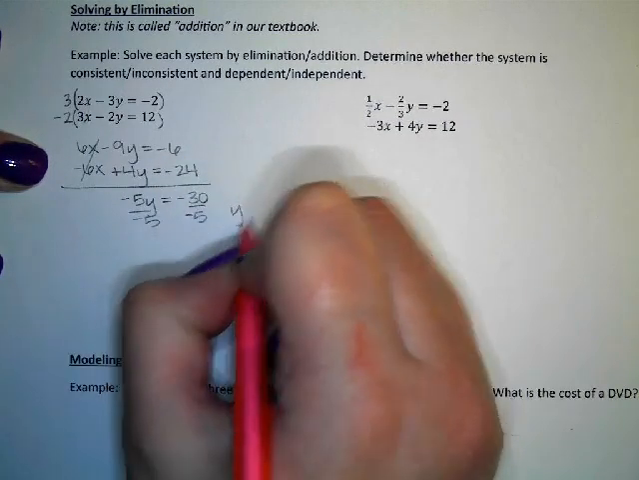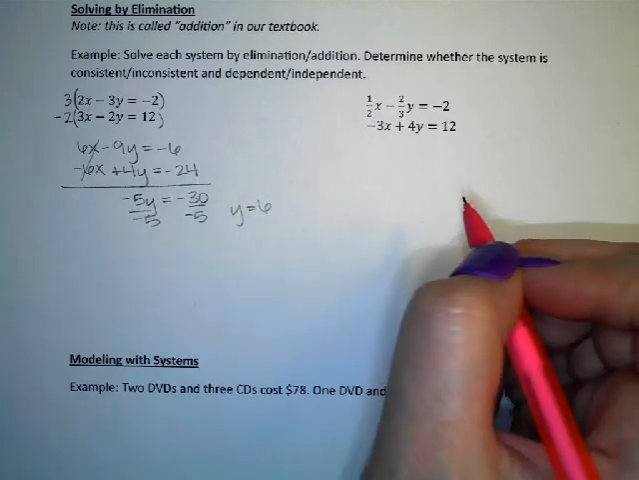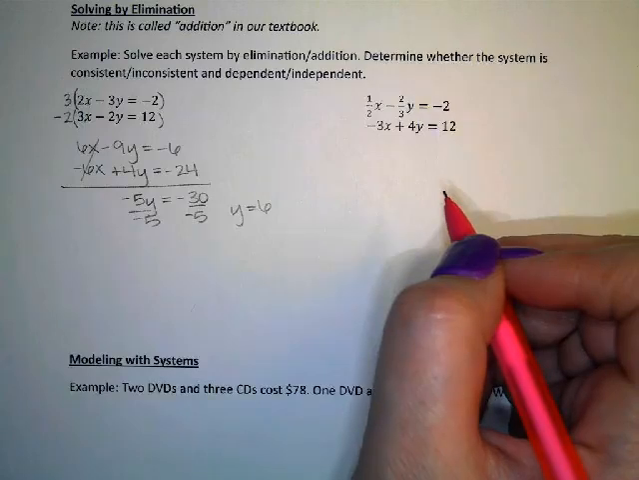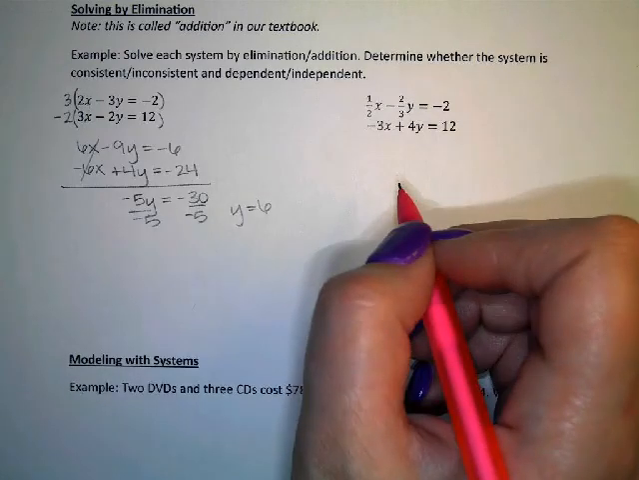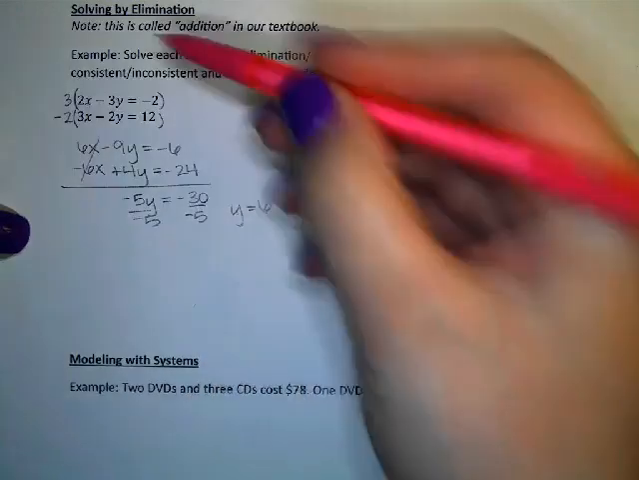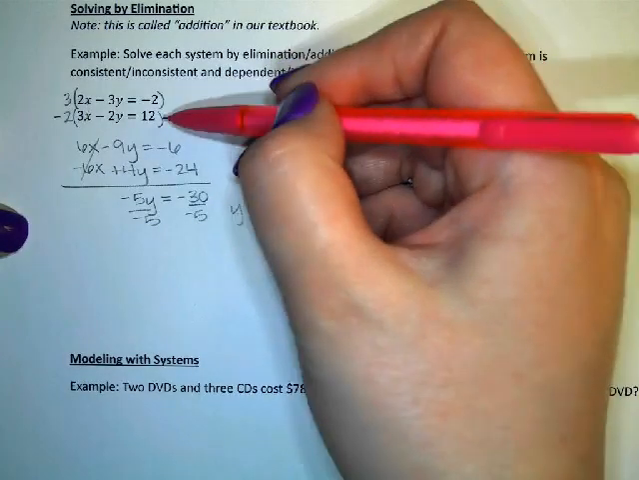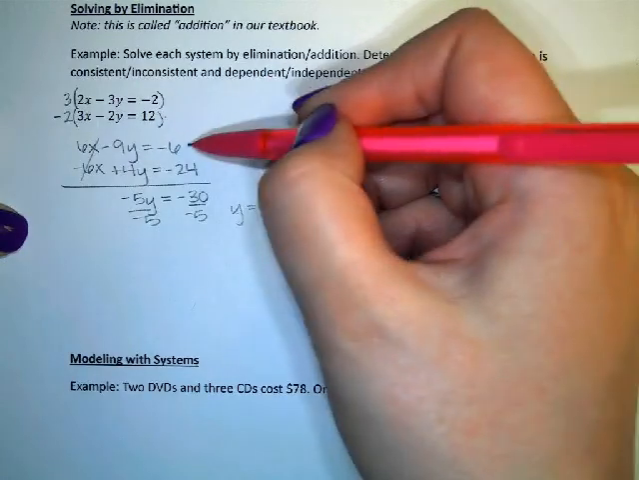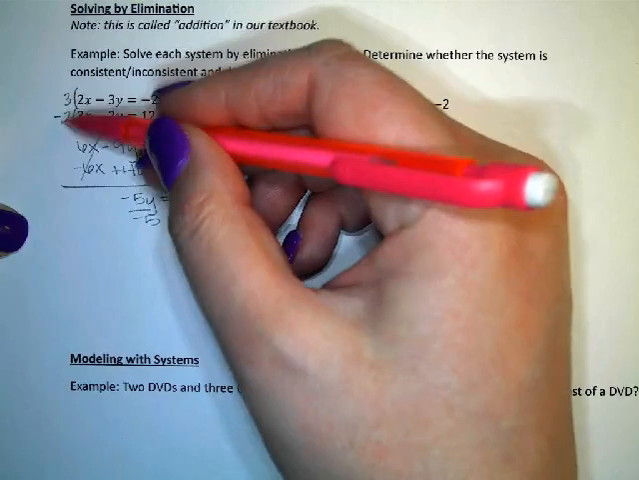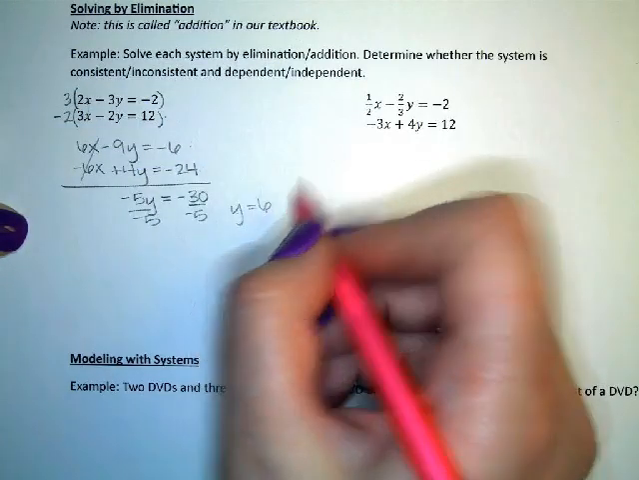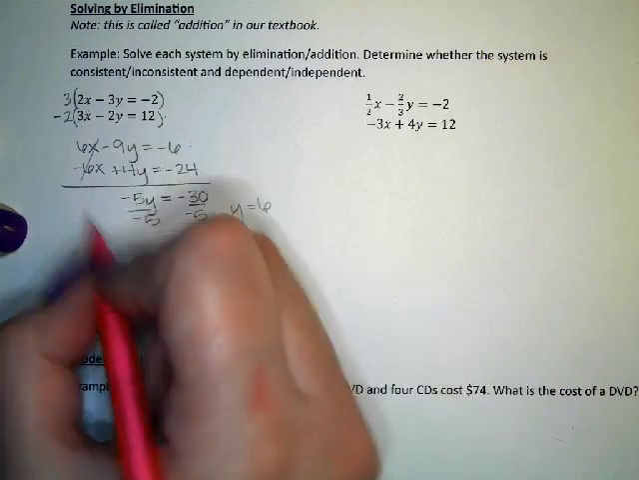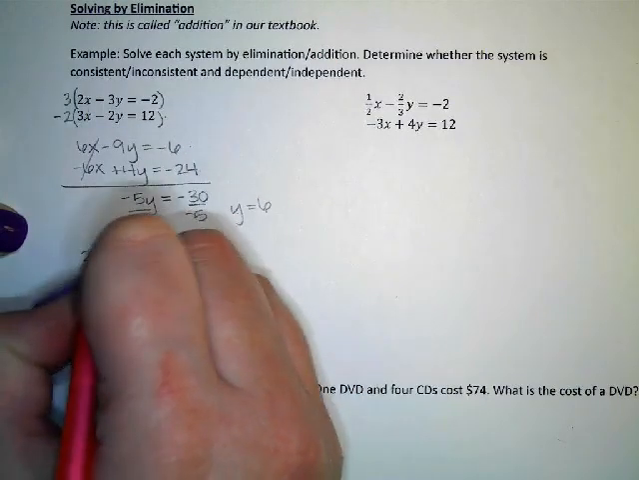So just like before with substitution, it doesn't matter which equation you choose to find your other coordinate. I can take y equals 6 and plug it into the first line, I can plug it into the second line, or I could plug it into either of these lines that I multiplied by some other number. I like to go with the one that has the smallest numbers, so I'm going to plug it into the first line. So 2x minus 3 times y equals negative 2.